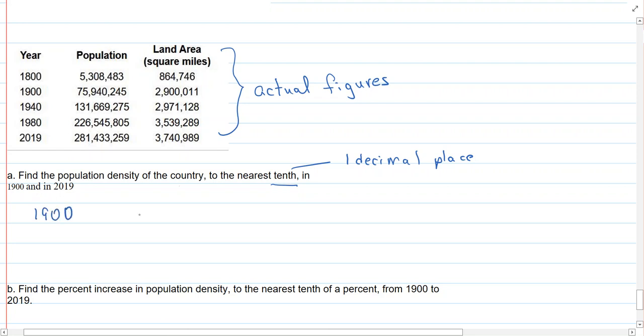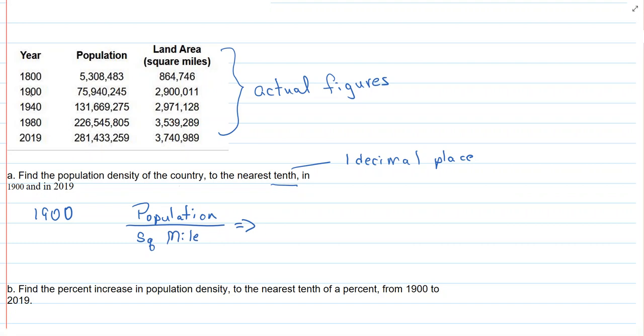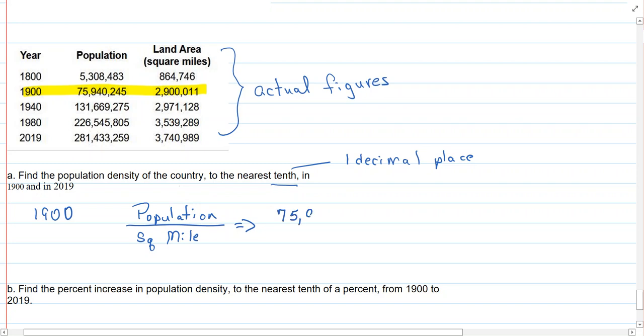So in 1900, we need population per square mile. All right, now we're going to make that ratio happen. In 1900, the population was 1,940,245 divided by our land, which was 2,911.